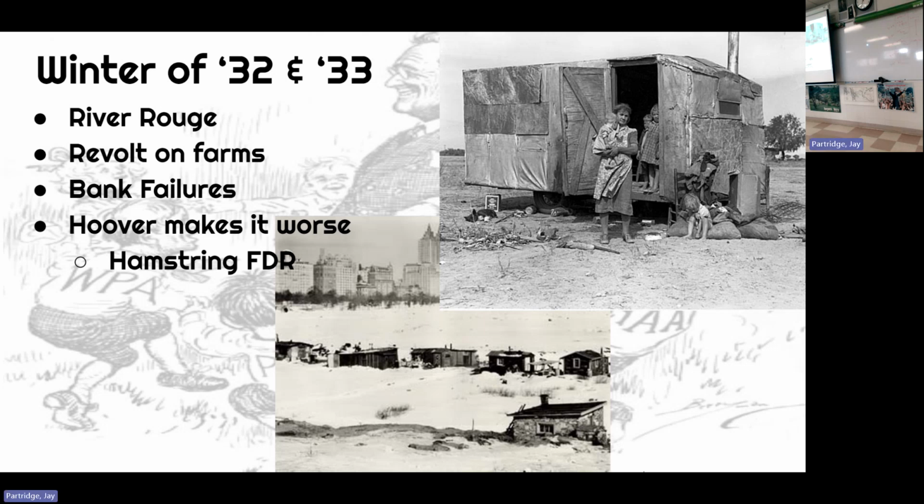Now, Roosevelt, of course, refused this, and Hoover's going to spend the rest of his life claiming that Roosevelt refused to do anything for political gain. Hoover was shockingly dishonest for the next 40 years.